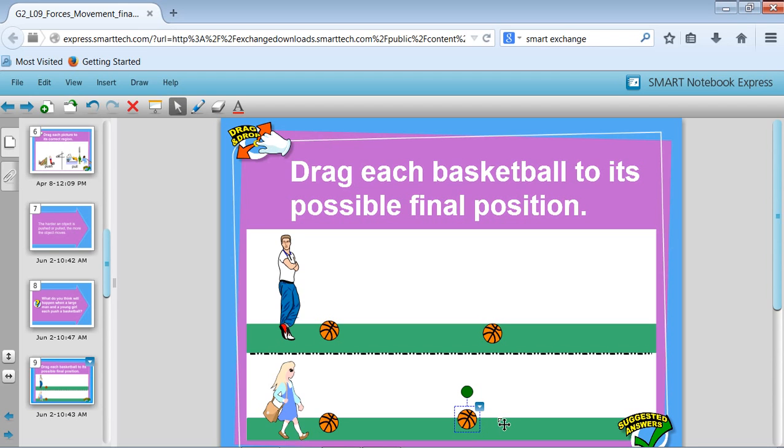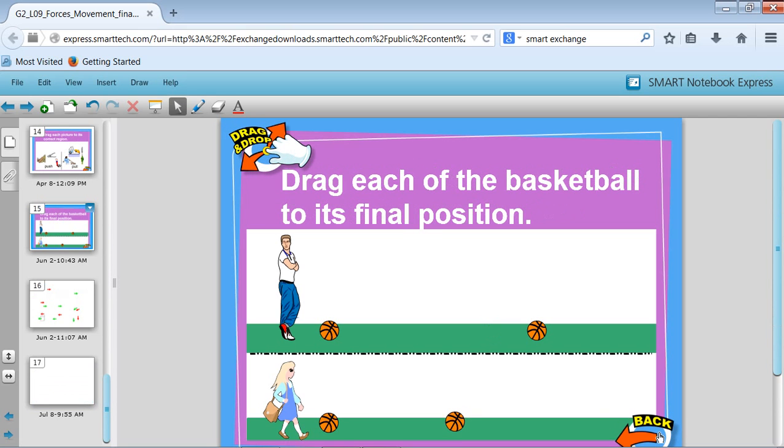And again, like all the others, there's a suggested answer for this one. There's no real right or wrong on this one. So we'll click on the suggested answer and see what the makers of this thought the answer should be. And it shows that the man pushed the ball further than the woman did. As long as they have that, there's no real right or wrong answer as far as the differences in the distance.